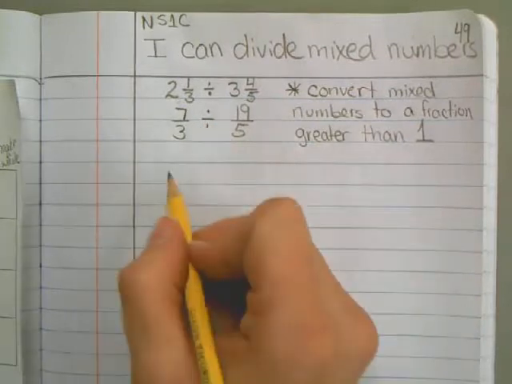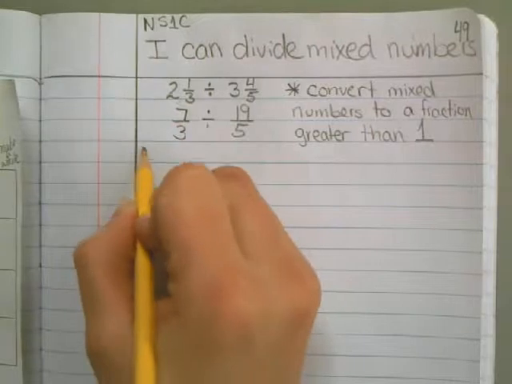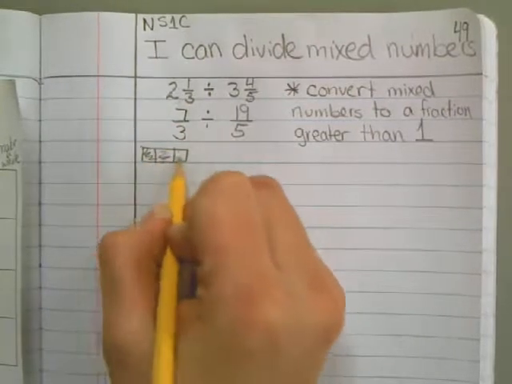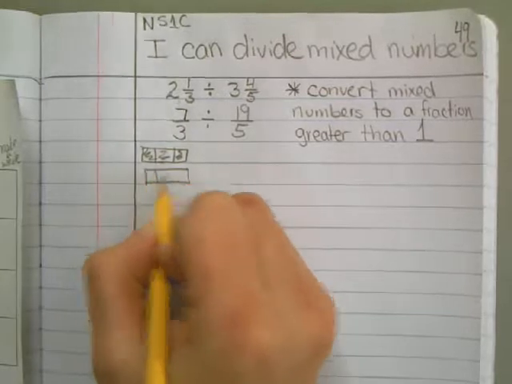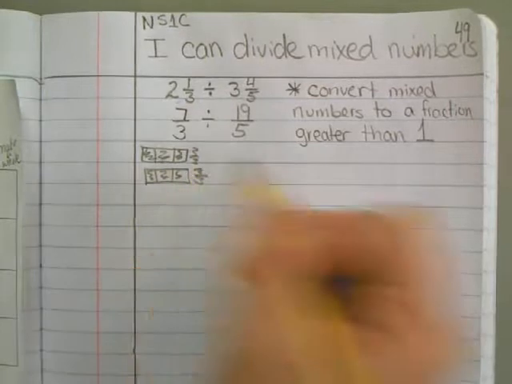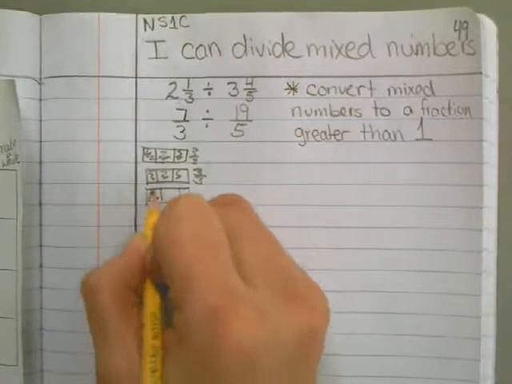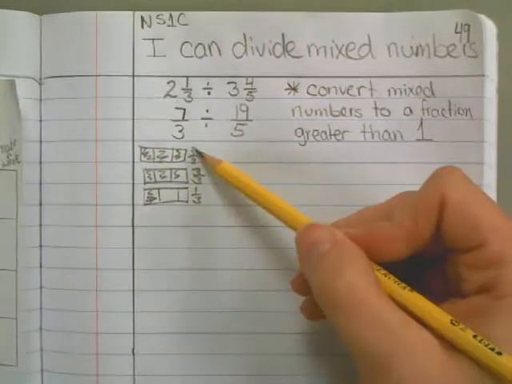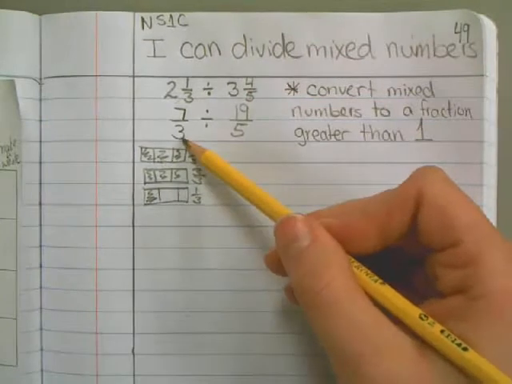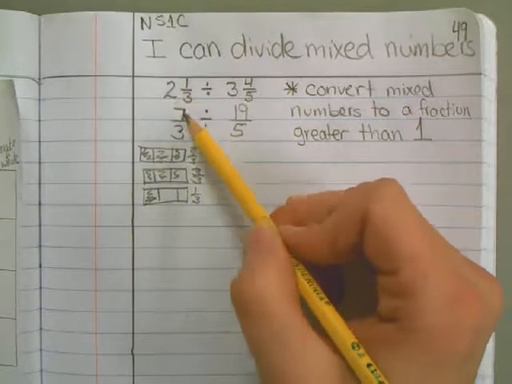Okay, let me show you with the model, just so that we're clear. With the model, I have 2 wholes that are broken into thirds. That's 3 out of 3 and 3 out of 3. And then I had one that was not a full, I had 1/3. If you see all of those here, 3 plus 3 is 6, plus the 1 is 7, 7/3. That is the same as 2 times 3 is 6, plus the 1 is 7/3.